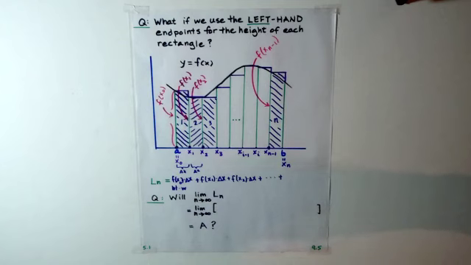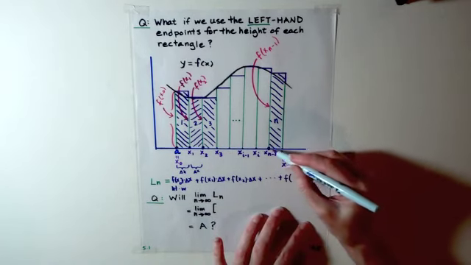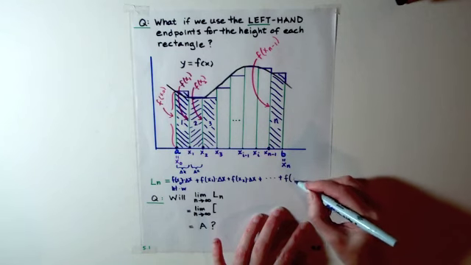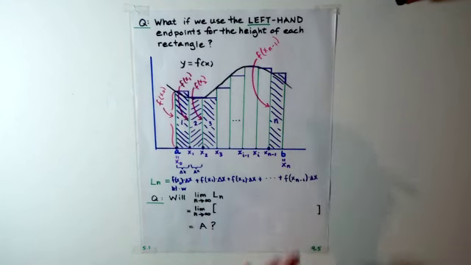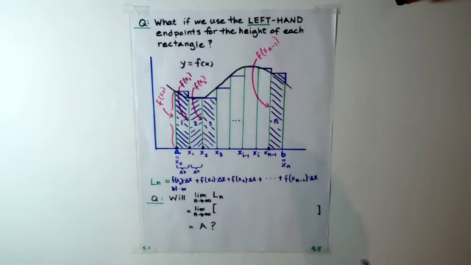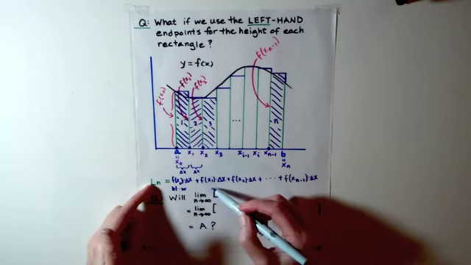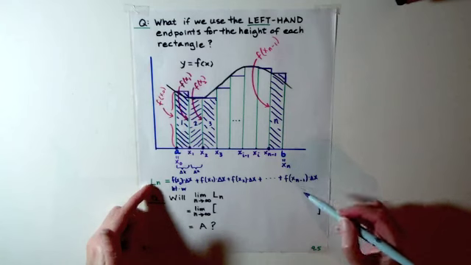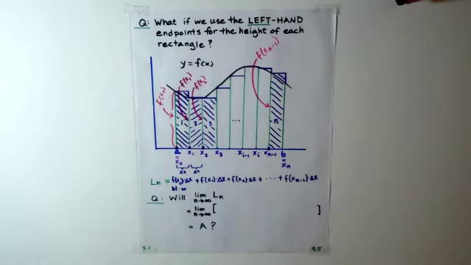So for my very last rectangle, the height will be f evaluated at the left-hand endpoint. So that's not x sub n, but x sub n minus 1. And then again, I multiply by its little width, delta x. So I hope that made sense to you. In a sense, it looks just like r sub n, except that the x values that we choose to plug into the function f are all shifted to the left by 1 because we're using the left-hand endpoint of each subinterval instead of the right-hand endpoint.